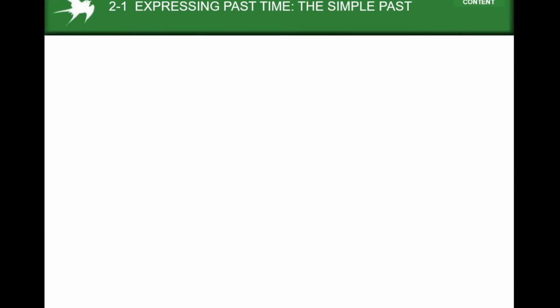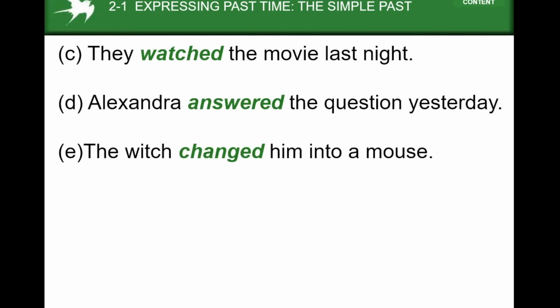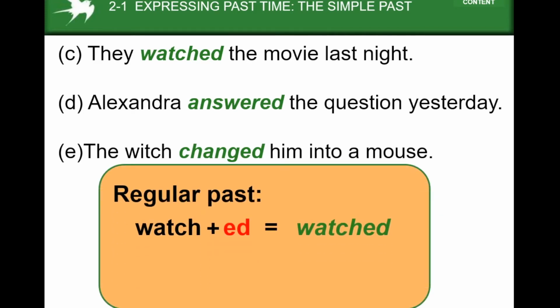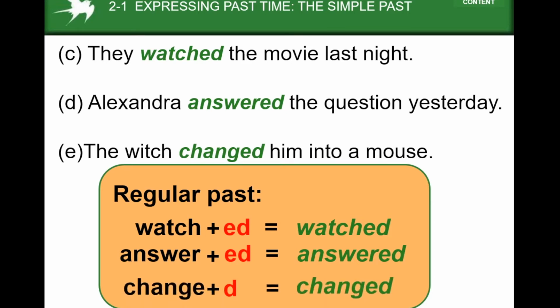But how do we form simple past verbs? That's right, by adding ed at the end of a verb. For example, watch, watched. Answer, answered. What about verbs ending in e? Yes, we simply add d at the end of the verb. For example, change, changed. These are the examples of regular past forms.